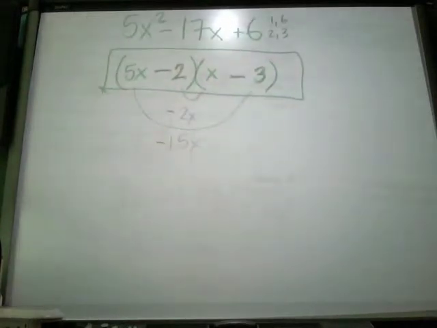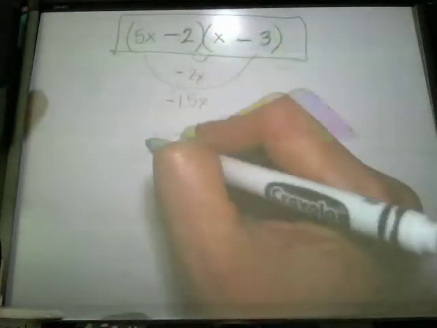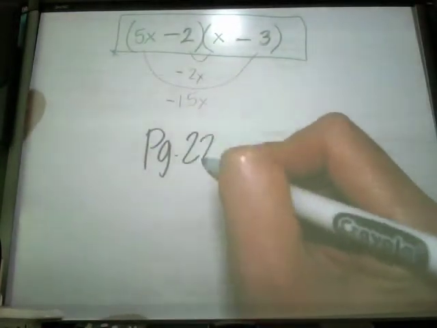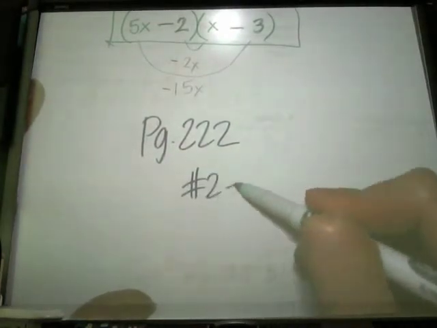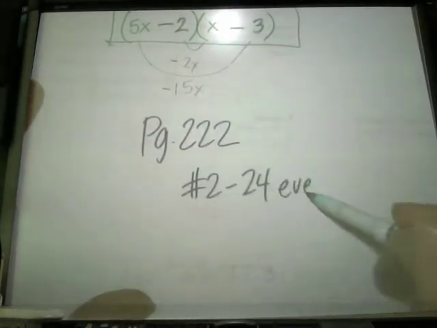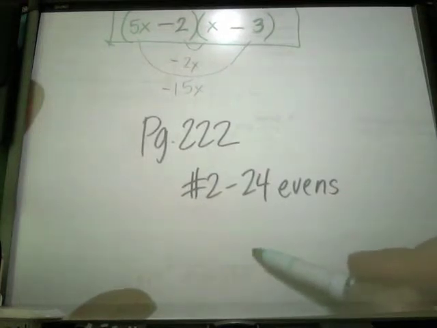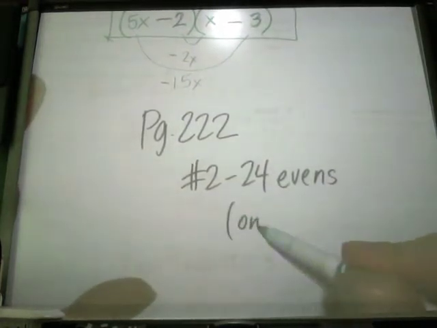Okay, so that's it for today. Your homework, page 222, numbers 2 to 24 evens, and there will be only one that is prime.